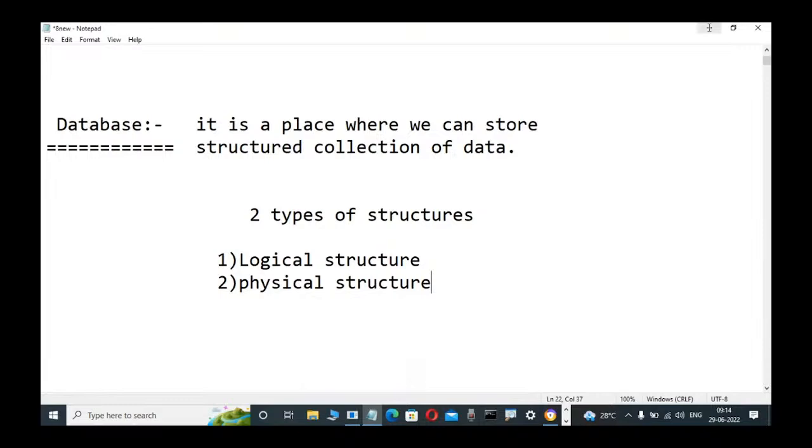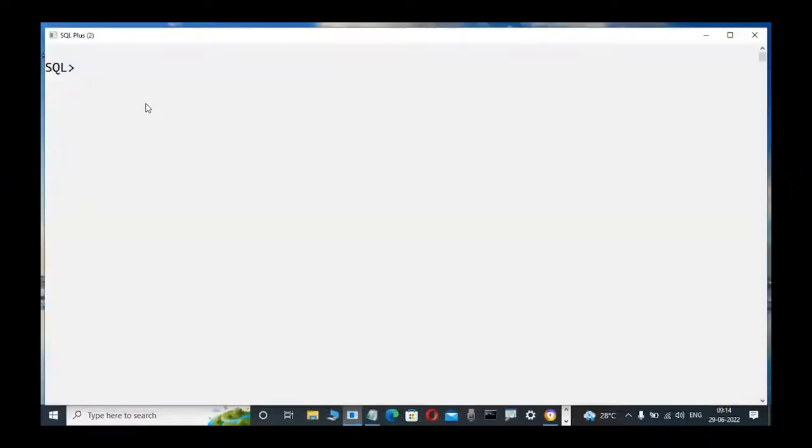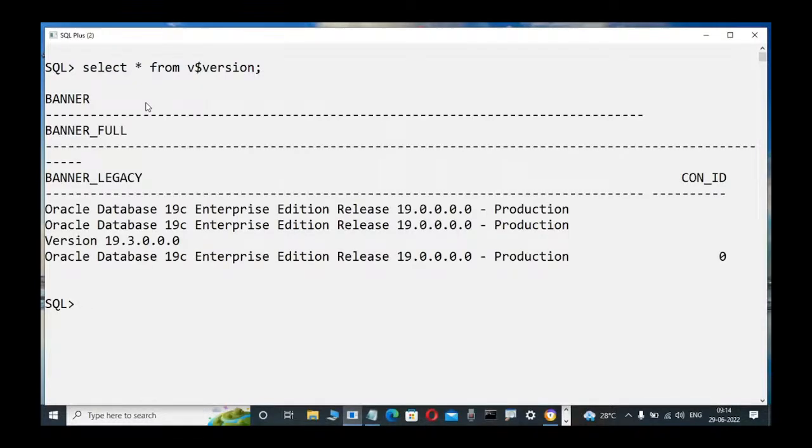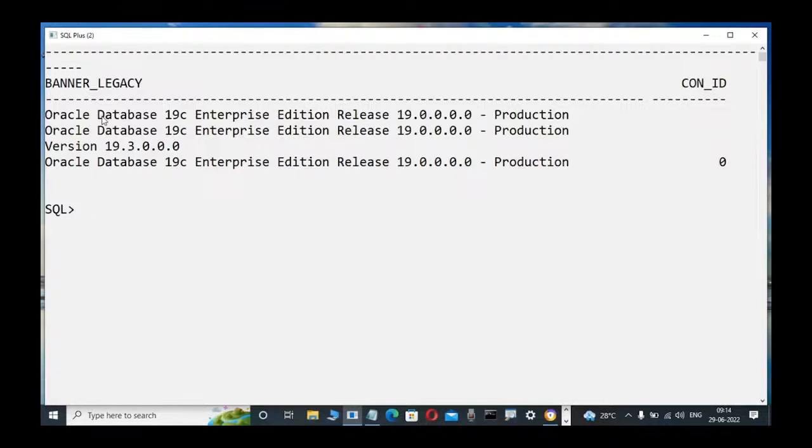I'm showing it practically. Suppose this is the Oracle software. In the future, you will also learn. This is the Oracle software I'm loading on my system. In the future you will also load it, so don't worry. This is the Oracle software, Oracle Database 19c version.